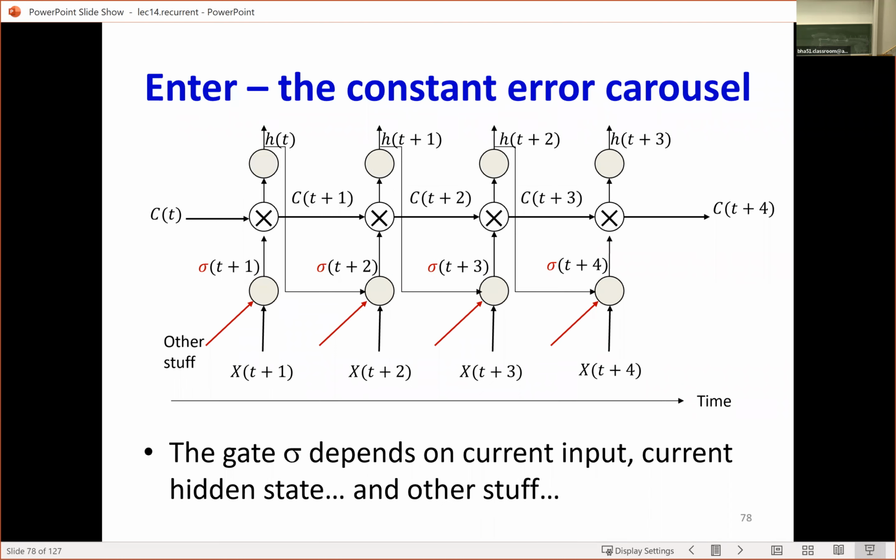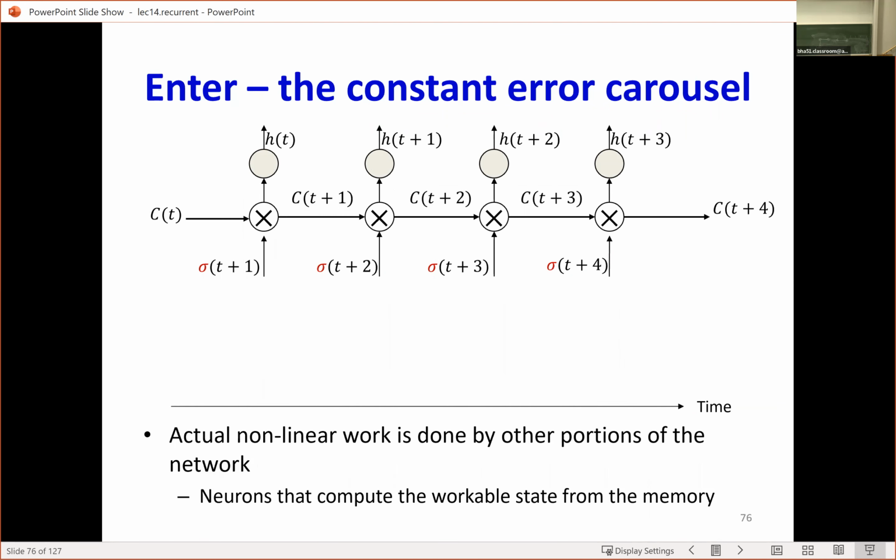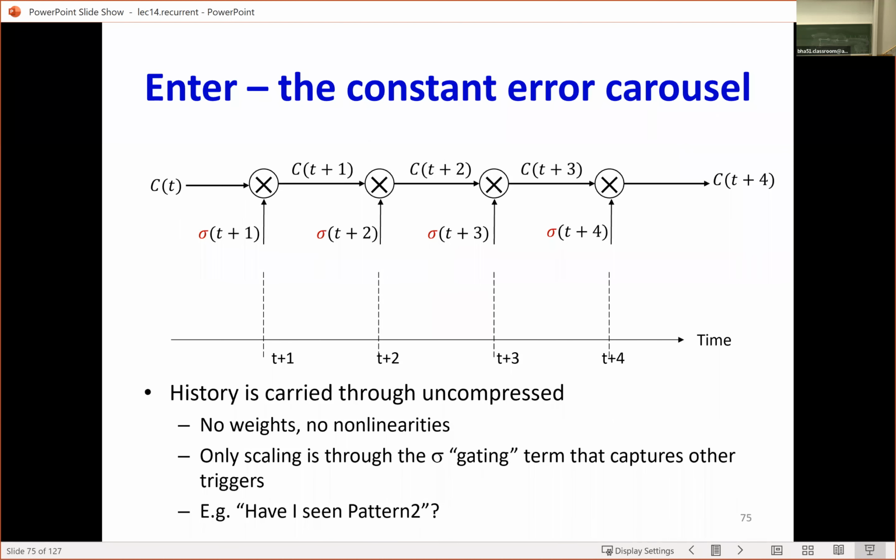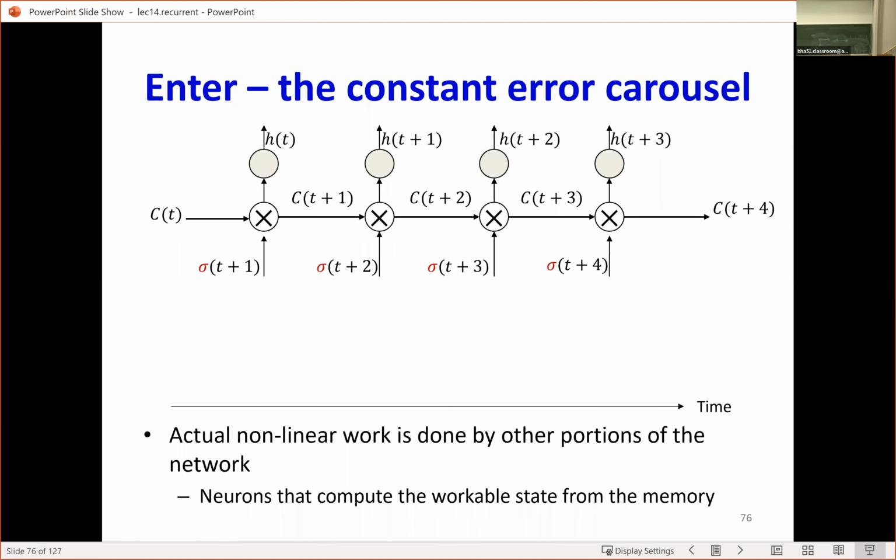So here is the entire network. This is going to be our constant error carousel. That's the name it's given. I don't know where it comes from, so we'll live with it. It's basically a network where the memory is carried through uncompressed, no weights, no nonlinearities. You have scaling through these gating terms, which modify what's in the memory based on what has been discovered in the input. And so you have the actual nonlinear work.